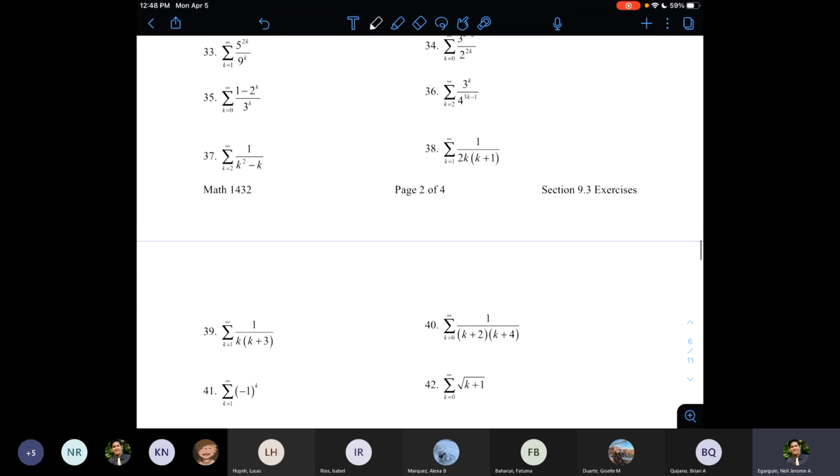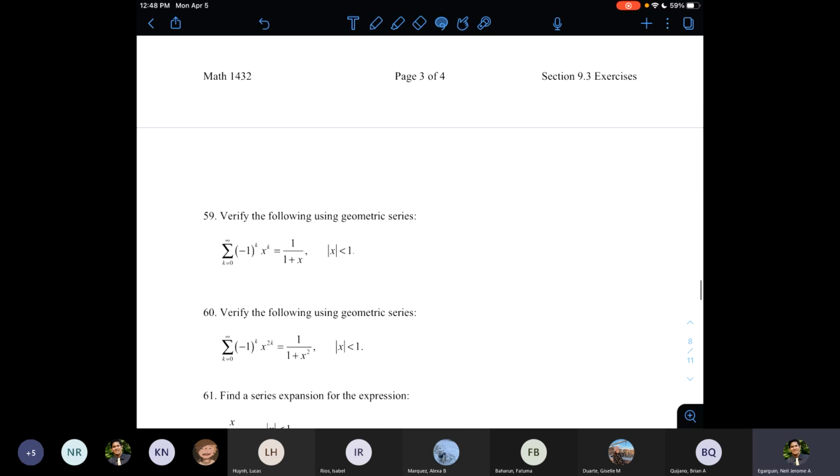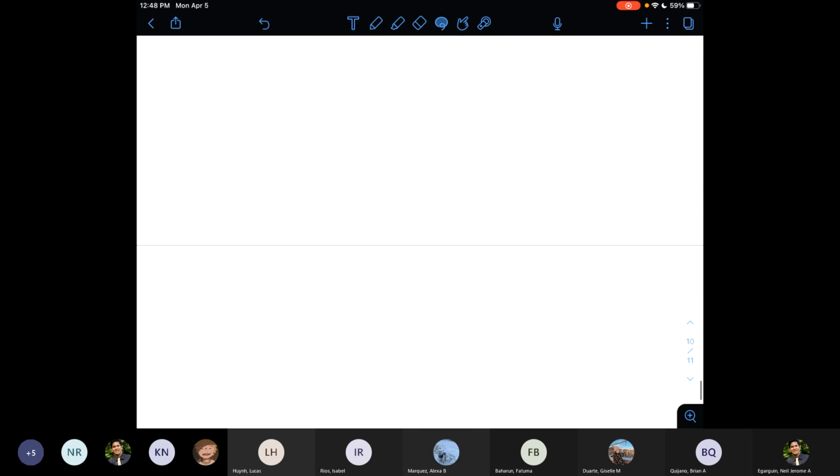What do you think, guys? Let me try problem 40. As much as possible, I'd like to answer the even numbered problems here because the odd problems have final answers in the textbook. So you can try them on your own and then check your answers with the textbook. So let's try problem 40.